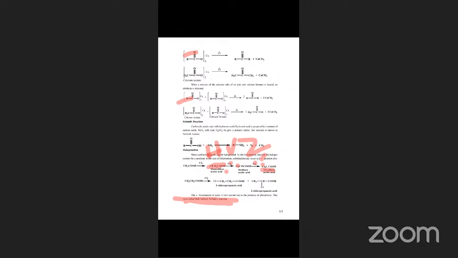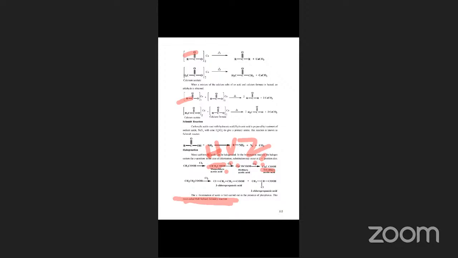The reaction is called HVZ, or you have to write halogenation of carboxylic acid. This is also the same: halogenation of carboxylic acids or HVZ reaction. They ask directly HVZ reaction or Hell-Volhard-Zelinsky reaction.